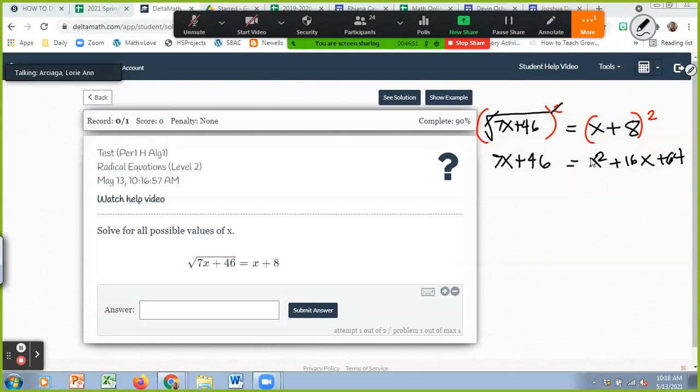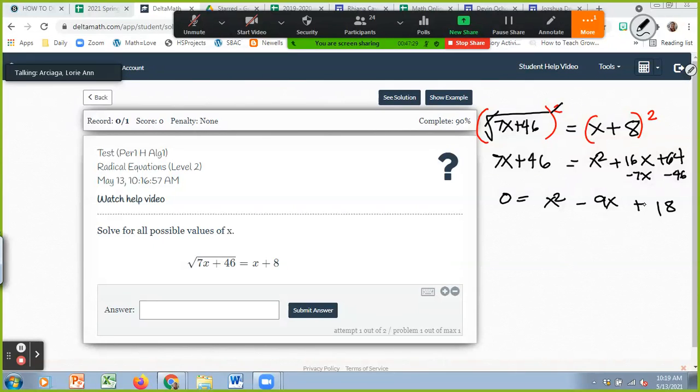That's great. Okay, so now let's arrange all of them so one side will be 0. So the 7x gets subtracted here, and the 46 gets subtracted here. What would that be? x squared minus 9x plus, how much is that? 18? Uh-huh. All right. Now, do you think that's factorable?